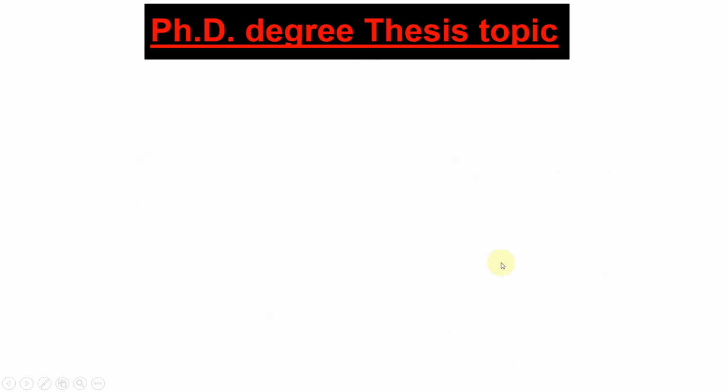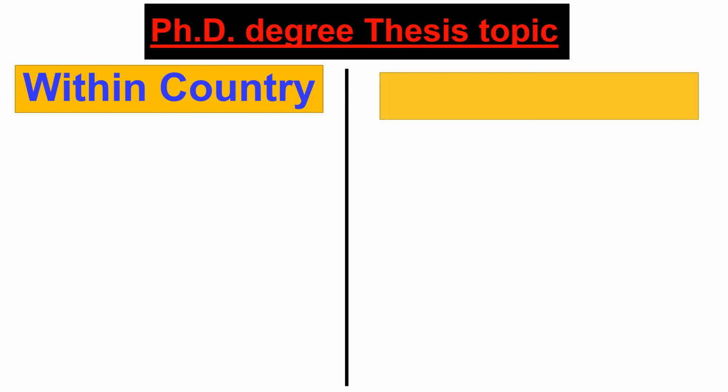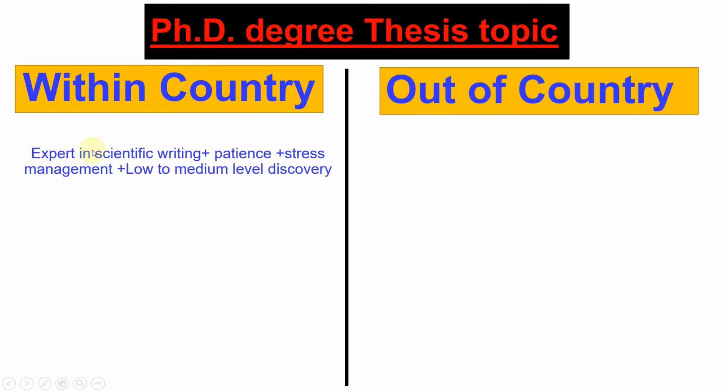So now let's switch to the most important degree, that is the PhD degree. If you are selecting a PhD thesis topic, within your country or studying abroad, you should be expected to be an expert in scientific writing at this level, or at least trying to be. I mean the basic writing skill: you should know what the different parts are, and what we have to write in the different parts.